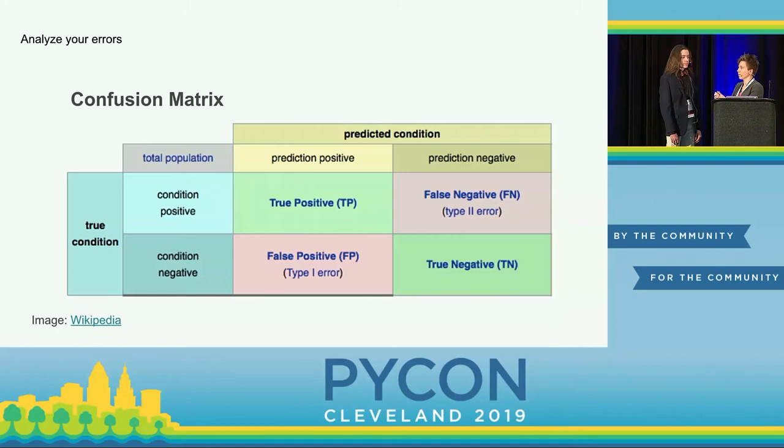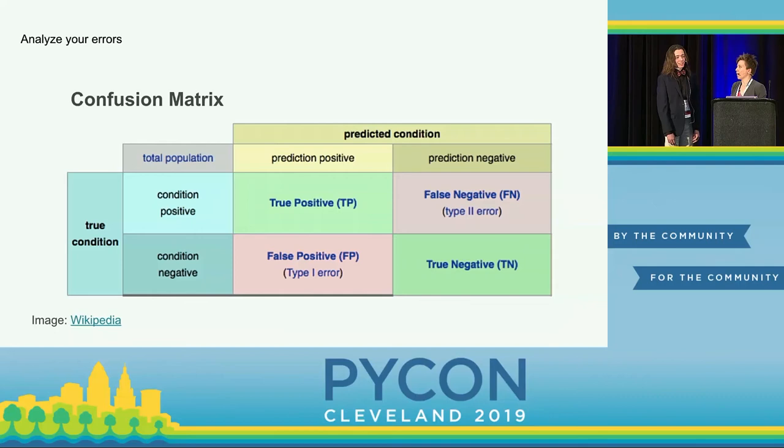If the algorithm says that they have vocal trauma, but they don't, then that is a false positive. And then vice versa, if it turns out they actually have vocal trauma, but the algorithm says they don't, then that's a false negative. So it's really important to look at these errors. Maybe you have all false positives, and in some cases it's very easy to get all false positives. Maybe you just predict everything is positive, so your algorithm isn't actually doing anything.